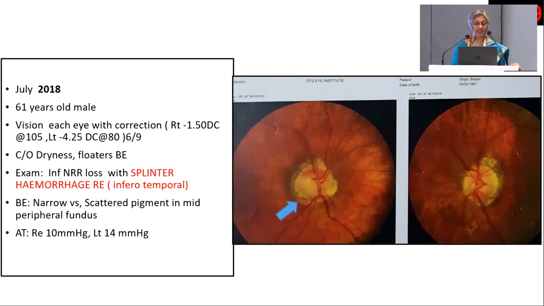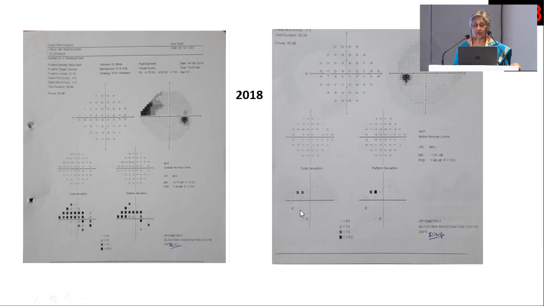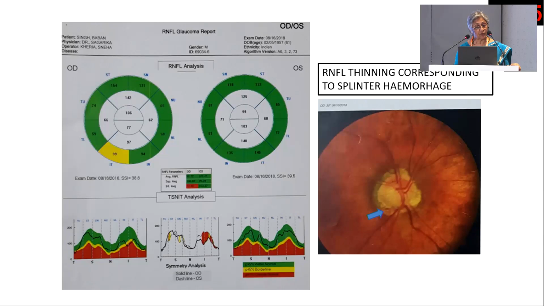July 2018, a 61-year-old male. The patient had myopia, left eye more, and on examination, he had NRR loss present definitely inferiorly out here. And you can see another thing, there was a splinter hemorrhage, and the pressures were absolutely normal. Correspondingly, we find that the field had a definite defect in the right eye superiorly, and then looking at the OCT, we find there was definite thinning in that corresponding area.